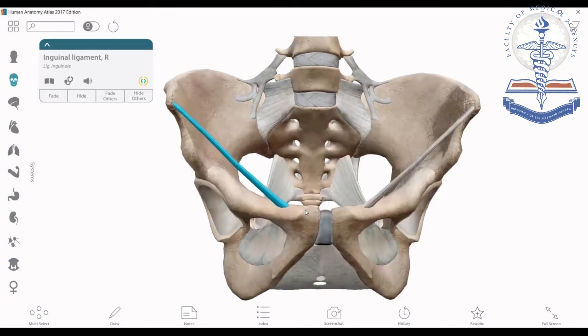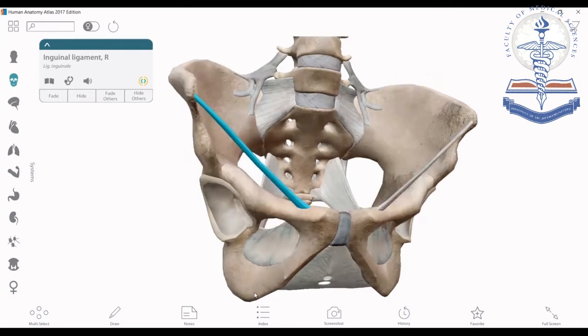Then we will find the body of the pubis. The body of the pubis will continue down as the inferior ramus of the pubis, which will articulate with the ramus of the ischium and form the ischiopubic ramus. Here at the bottom, we will find the ischial tuberosity, which is a very important bony prominence for the obstetric examination as well as for sitting.